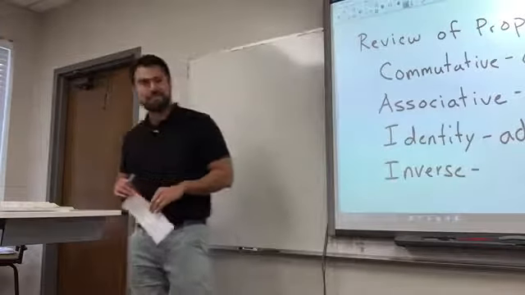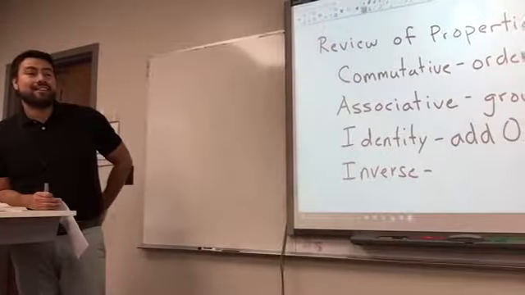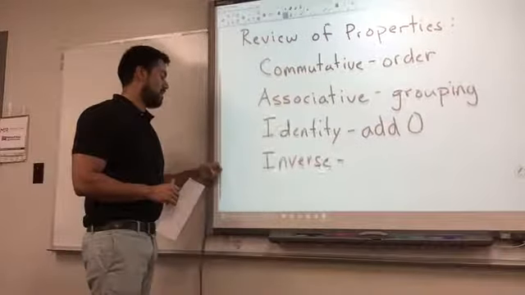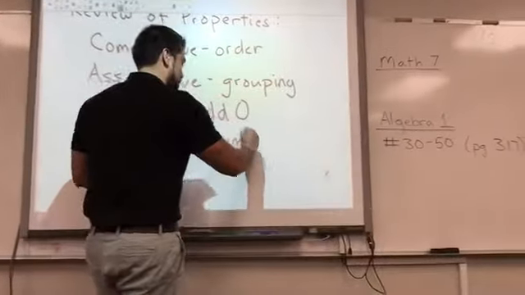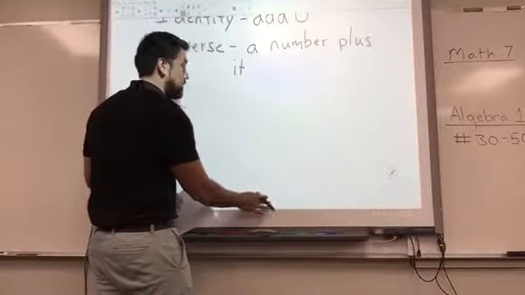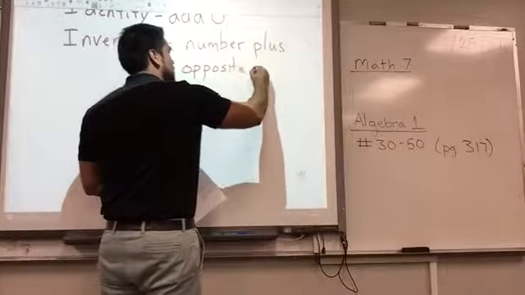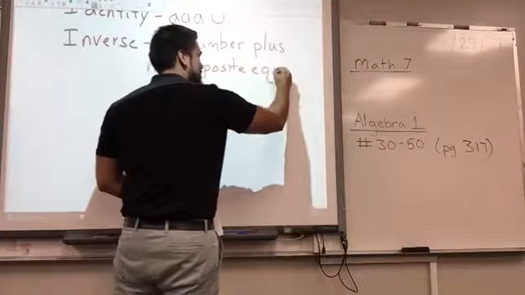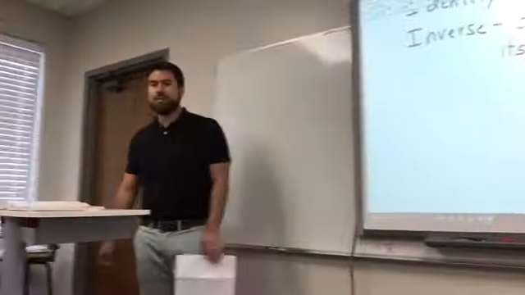Okay, Nick? So it says a plus negative a equals 0. So what is that? Yeah. A number plus itself equals, or plus the negative number of itself equals 0. Okay, I'm going to say it this way. A number plus its opposite equals 0. Any number plus its opposite equals 0.